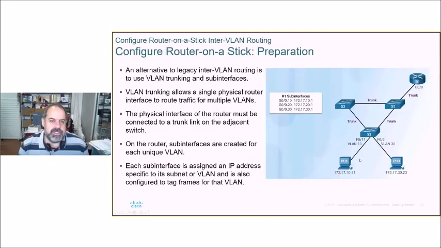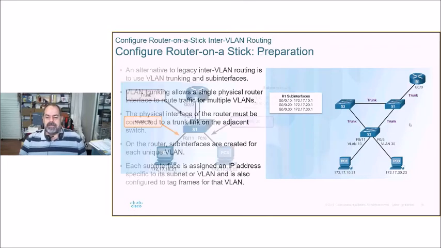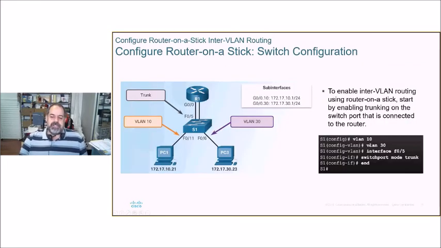Now, router on a stick configuration prep. All you need, as I said, is a trunk link, but there's only one link between the switch and the router. So you save the switch port and you save the router port. We've got 3 VLANs here, so we've saved 2 there and 2 there. On the switch, you just need to create the VLANs, and on port 5 we turn that into a trunk link with switchport mode trunk.